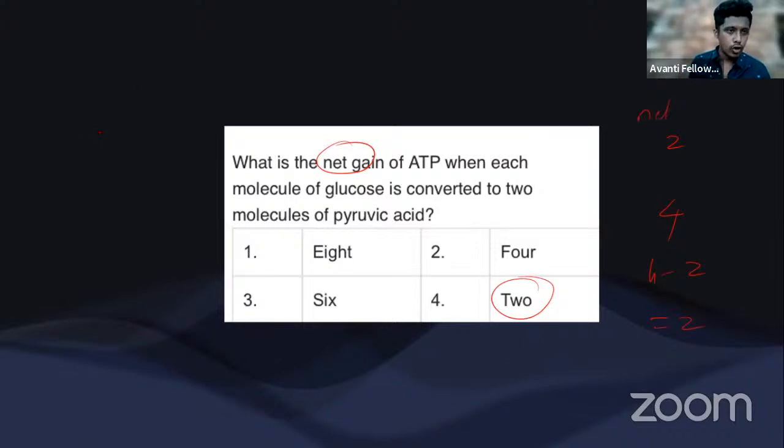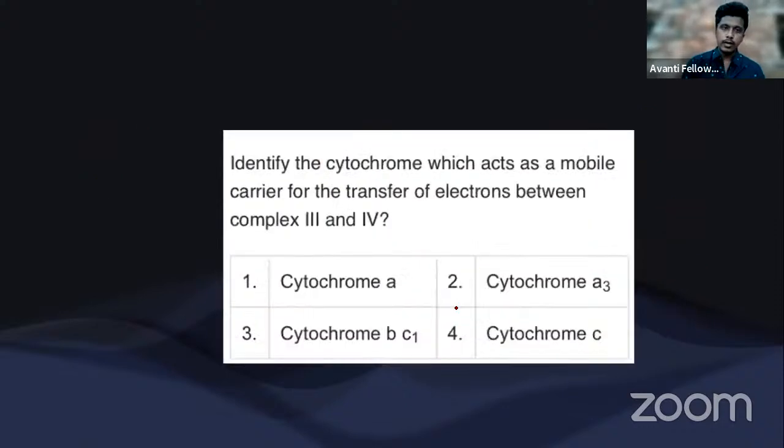If they ask about gross, you don't count the investment. You don't count this 2. So you just go for 4. Since they are asking about net, our answer is option D, that is 2 molecules. Okay, let's go for the next question.